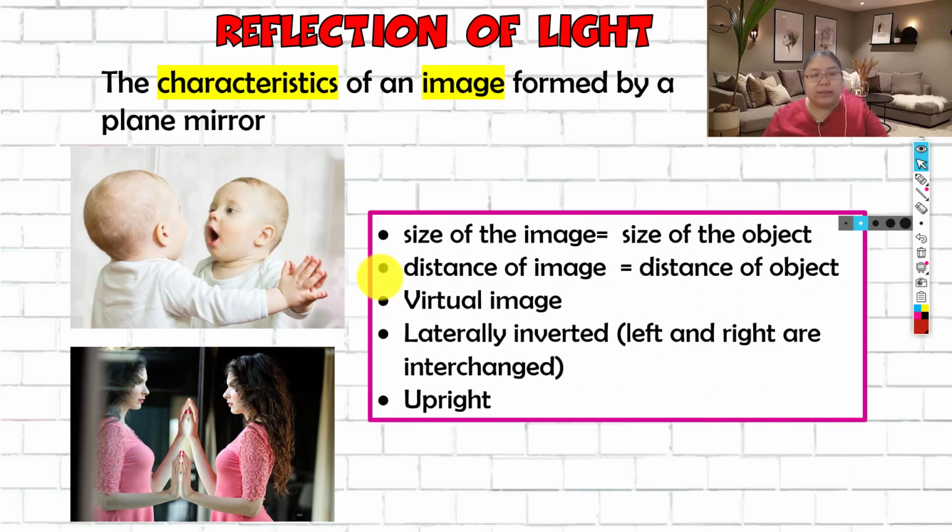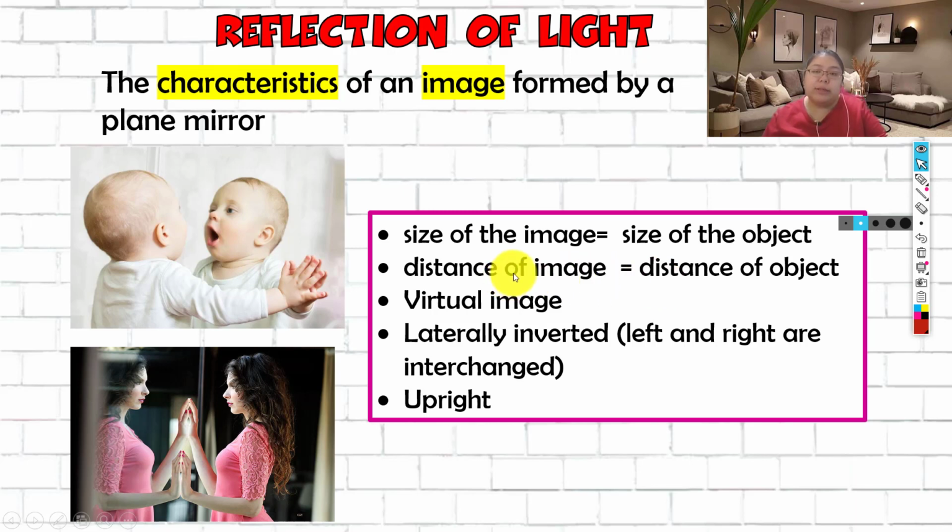Let's see what the characteristics are. When you stand in front of the mirror, the first one you can find is that the size of the image and the object must be the same. This one is for the plane mirror, meaning a normal mirror. The distance is also the same. That means if you move forward or backward, how many cm or meters, your image also follows.